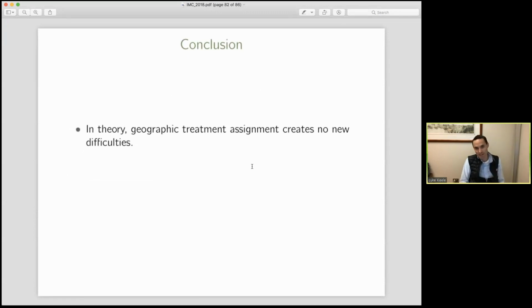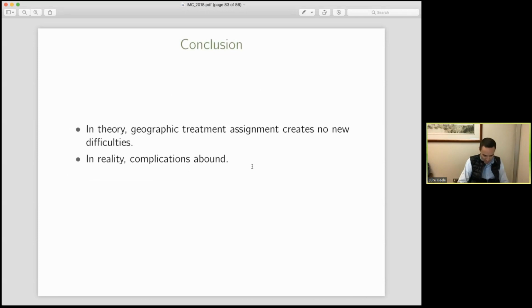So in theory, geographic treatment assignment creates no new difficulties. Strictly speaking, if you have a geographic treatment, it is, in theory, just a two-dimensional RD that can be analyzed. There's a small literature on two-dimensional RDs, and there's nothing to stop you from plugging this into that sort of machinery. However, as I've pointed out, complications abound. These can be clean. We have a few small examples where they work pretty well, but in general, there's just a lot more going on.